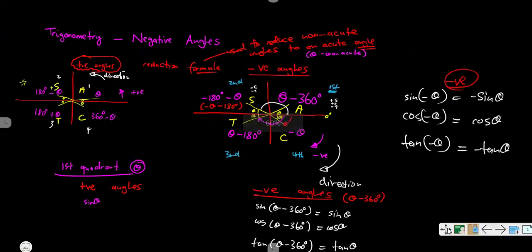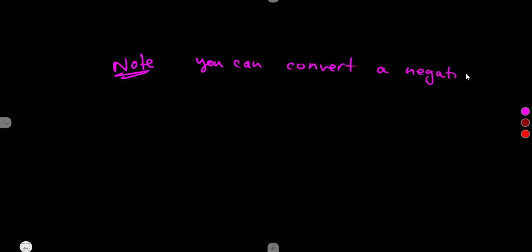But the same concept here of the negative angles is that we can change these negative angles. All right. You can convert or change a negative angle to a positive angle. How is that done?